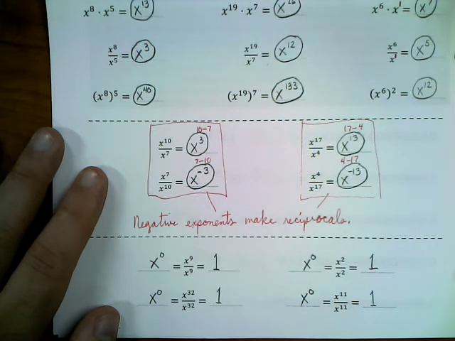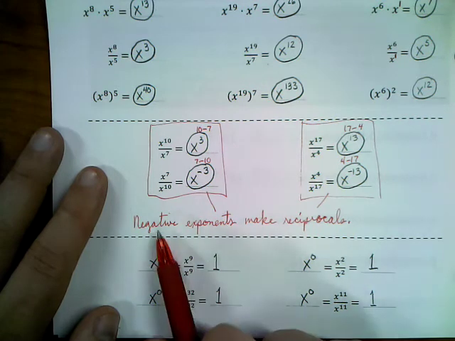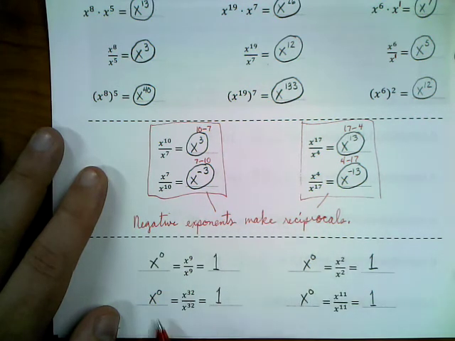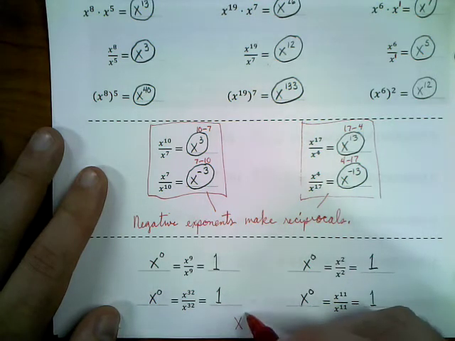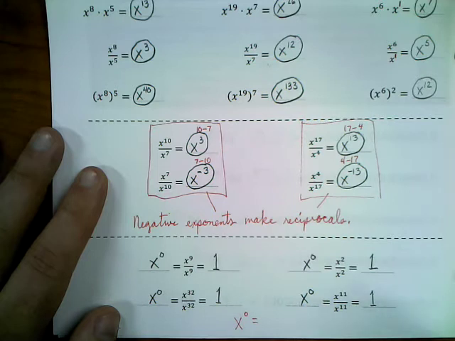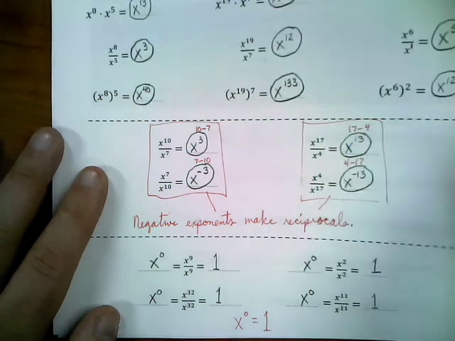So ladies and gentlemen, what we've discovered here is another rule of exponents. A moment ago, we discovered that negative exponents make reciprocals. Now we've discovered that something to the power of 0 will equal 1. Now, ladies and gentlemen, you don't need to understand right this moment why this is true, but you do need to accept and memorize that it is true. And we're going to move on to the next page here.